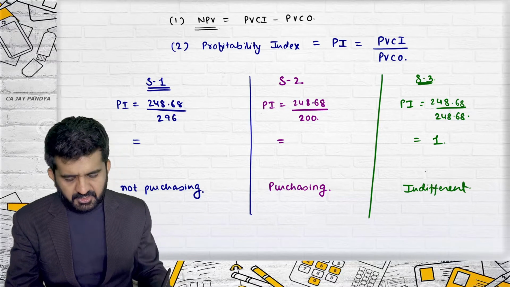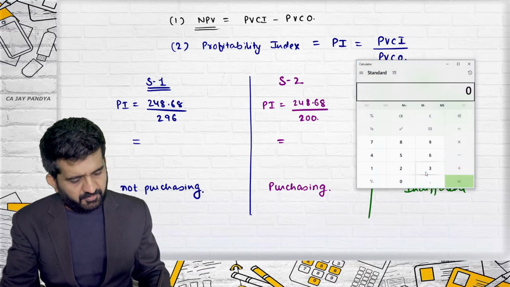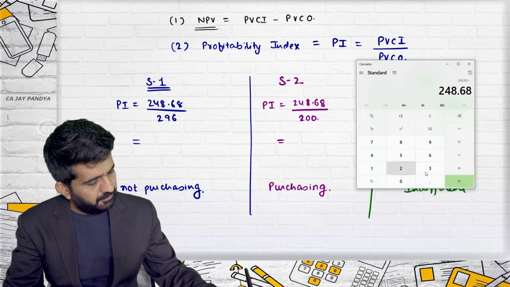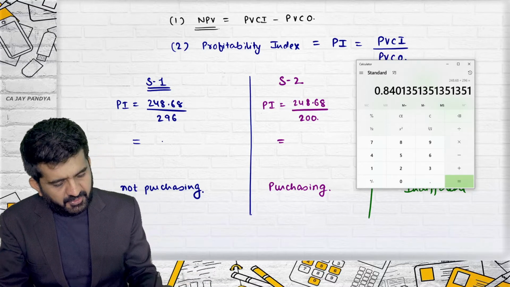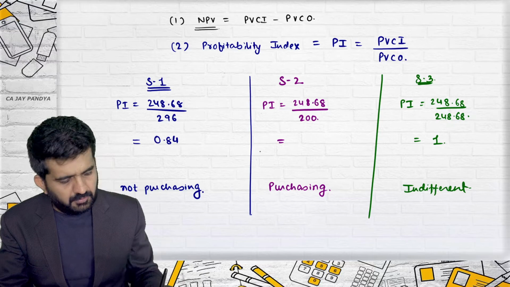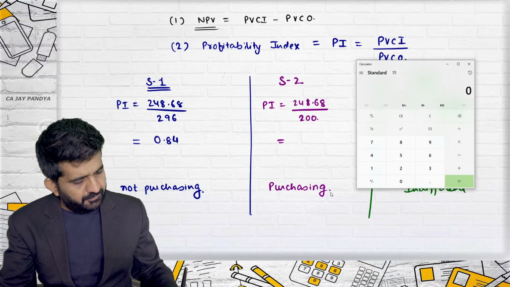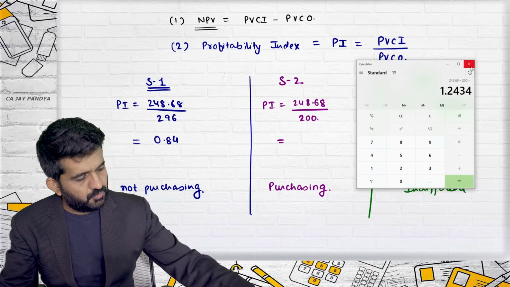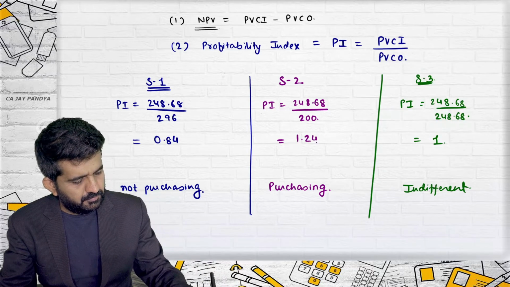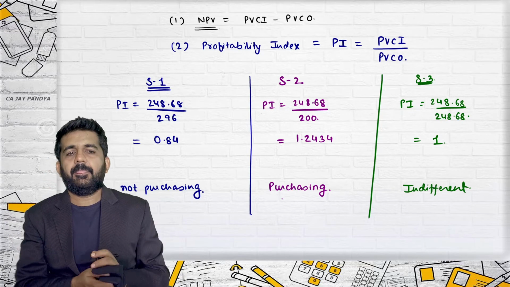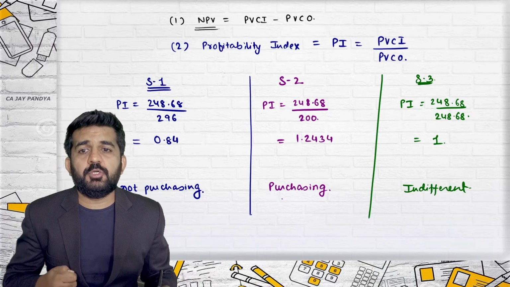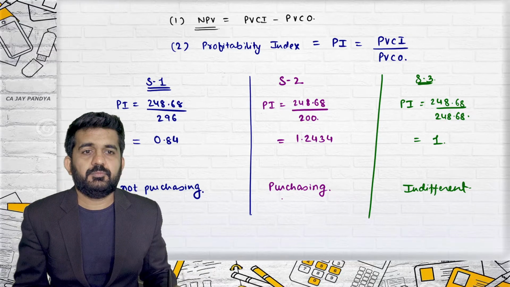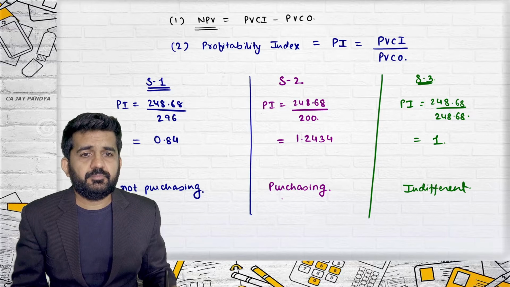Let me also find out the answer in situation number 1 and 2. Situation number 1 answer will be 248.68 divided by 296. It is 0.84. For situation number 2, it will be 248.68 divided by 200, which is 1.24. Right? What should be the decision making criteria? Can you help me out, Aman? If PI is greater than 1, we should purchase.